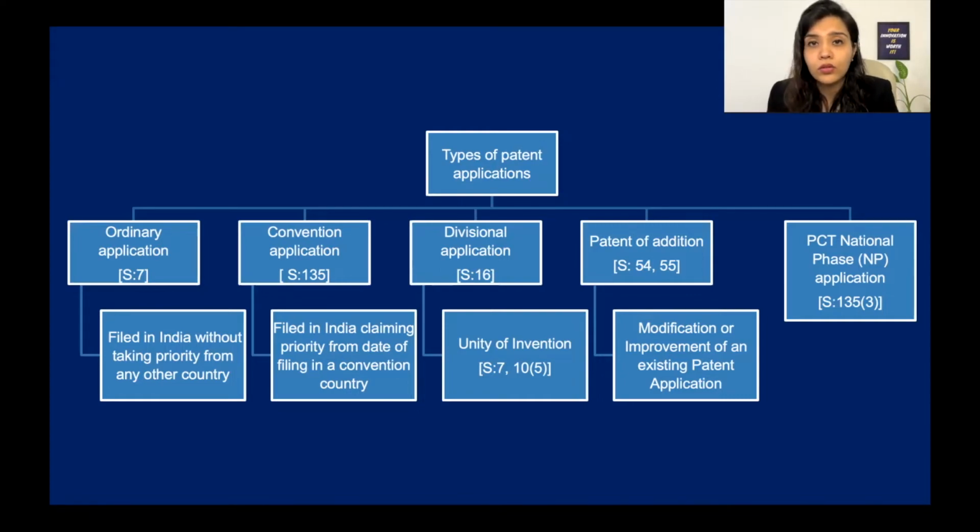But these are both there in our Act because of foreign treaties. So these are two applications for whenever we have an application which claims priority from foreign countries. One is the convention application, the other is the PCT National Phase application.